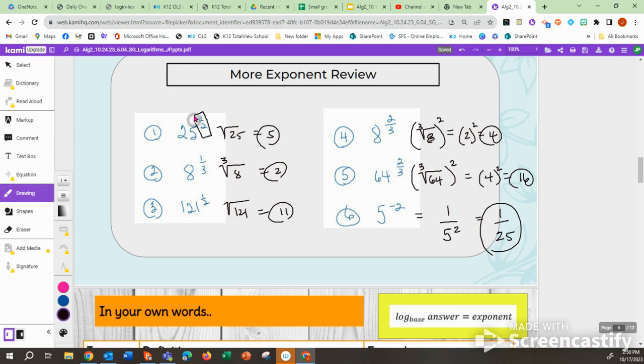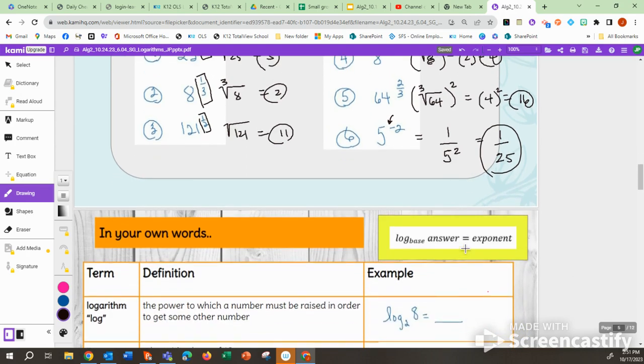So 25 to the 1/2. Anytime you see 1/2, that means square root. 8 to the 1/3. Anytime you see 1/3 as a power, that means cube root. Again, 1/2 as a power means square root. A lot of times our brain just doesn't convert like that. We're like, "Ooh, what the brakes? Come on, what the heck? The exponent's a fraction. What does that mean?" 8 to the 2/3, cube root of 8 squared. 64 to the 2/3, cube root of 64 squared. 5 to the negative 2. When that exponent is a negative, that means take the inverse. Then the exponent becomes positive, and then you work it from there.